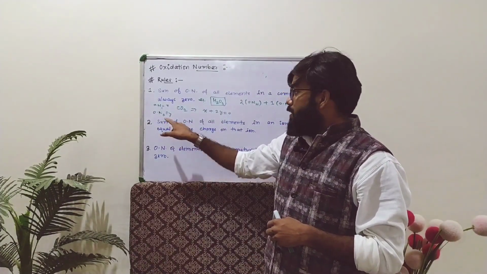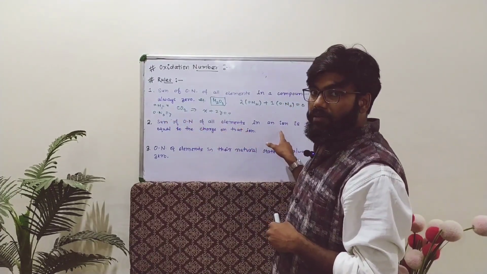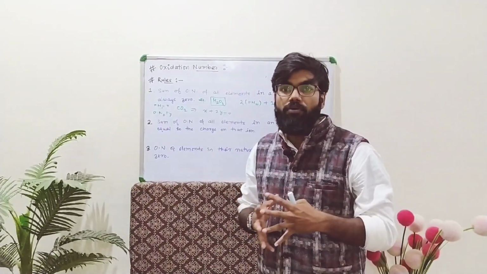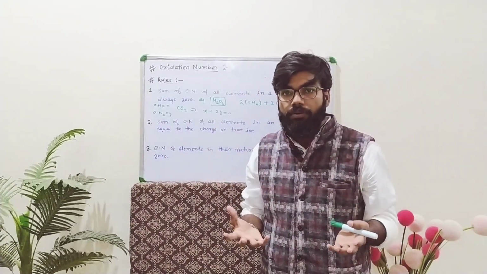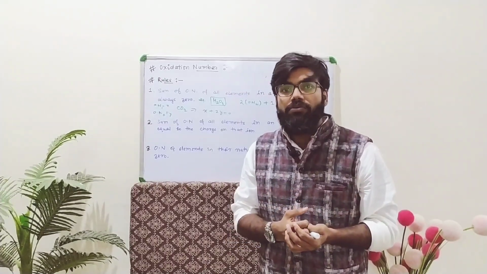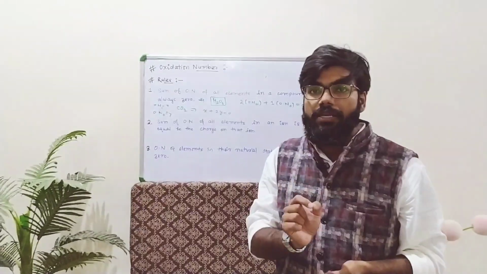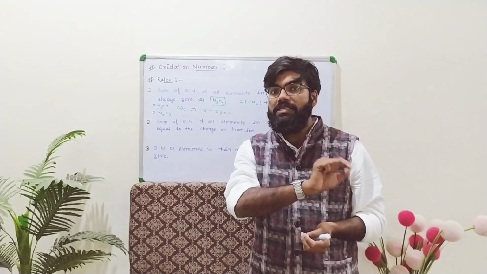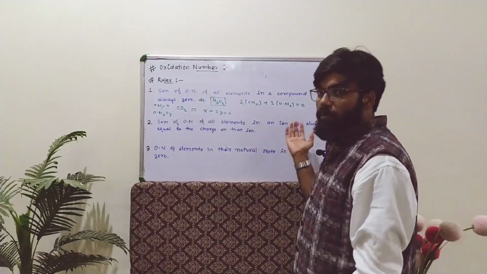The second rule says the sum of oxidation numbers of all elements in an ion. The first one was talking about a compound, the second one is talking about an ion. In a compound there is no charge over the molecule, in an ion there will be a charge over the molecule. So the sum of oxidation numbers of all elements present in an ion is always equal to the charge present over that ion.